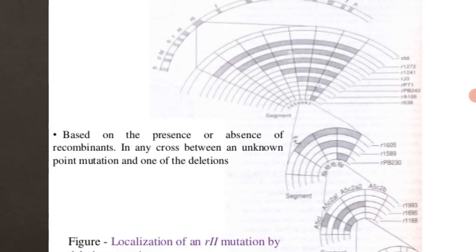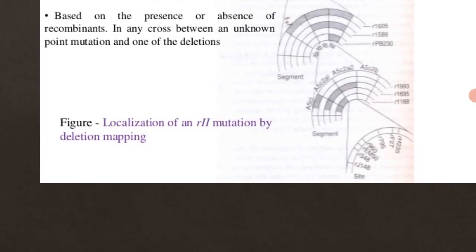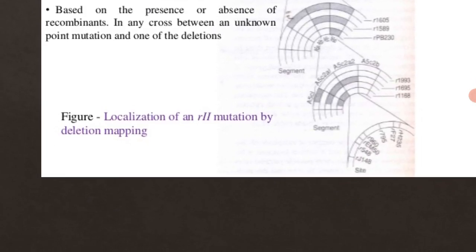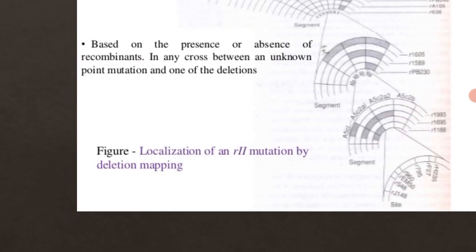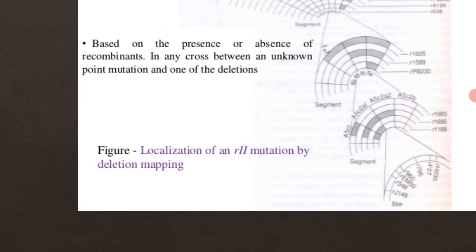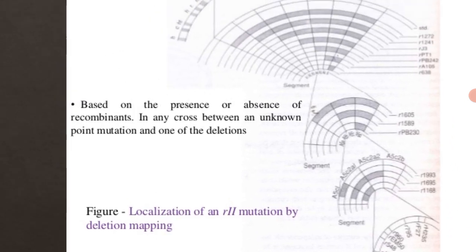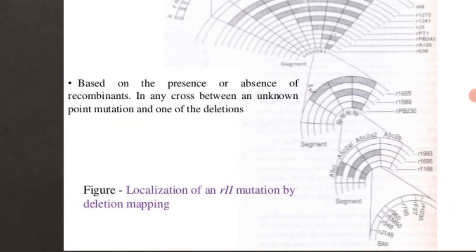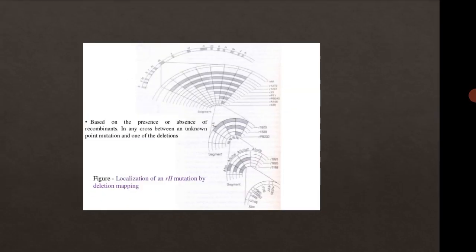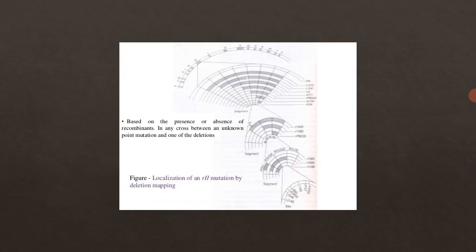You can see how they extended this map. So this is how we can map the deletion map. Using the deletion mutations, we can map the genome of the phage. It is basically the localization of an R2 mutation by deletion mapping. By this we can determine the sequence, the arrangement, the order of the genes that are responsible for causing mutations. So we can determine the gene orders. It is a very, very important procedure.